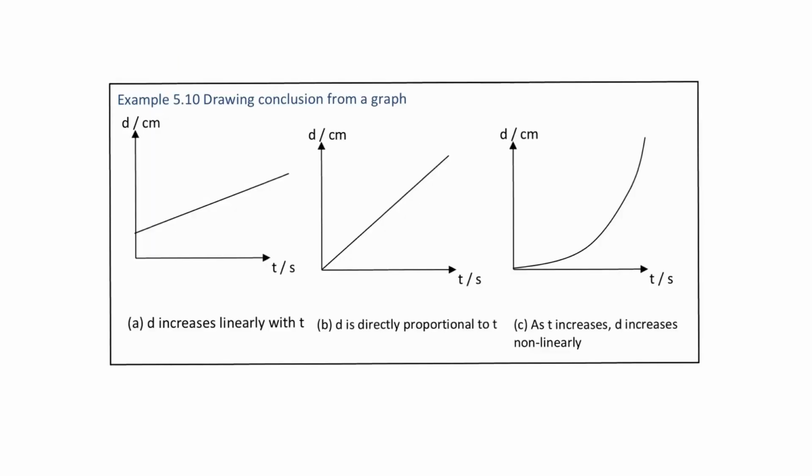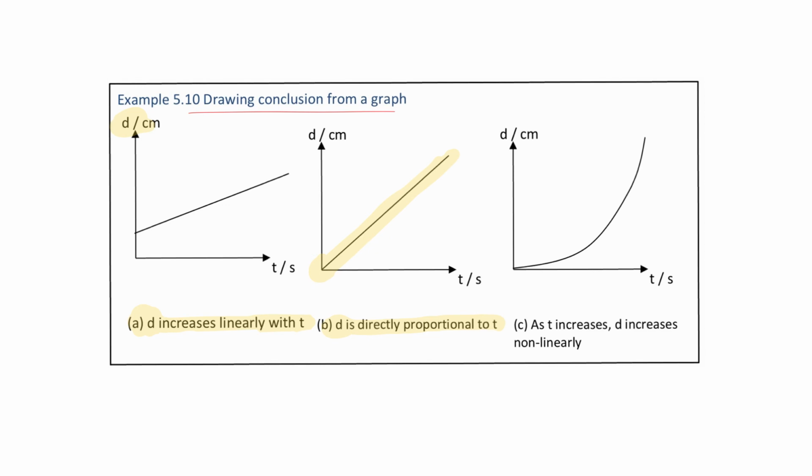Lastly, if you are asked to draw a conclusion for the graph that you have just plotted, just be mindful. In this case, you can see that the line is a straight line with constant gradient, but it does not pass through the origin. If that's the case, you can only conclude that D, the vertical axis here, increases linearly with T. And if the graph is a straight line with constant gradient and it passes through the origin, then you can conclude D is directly proportional to T.